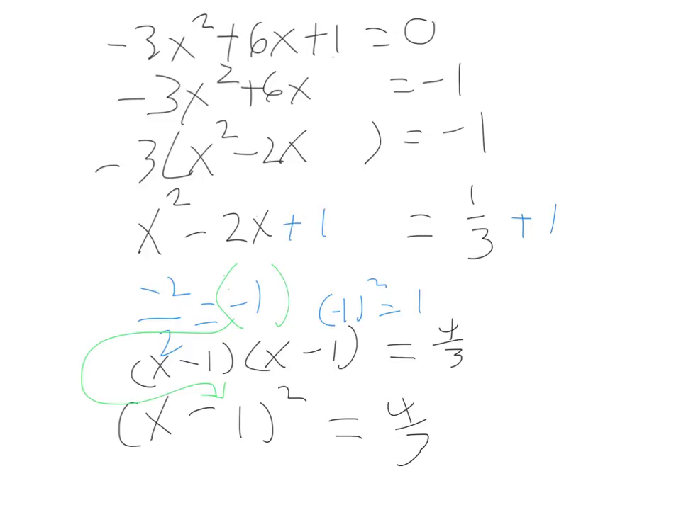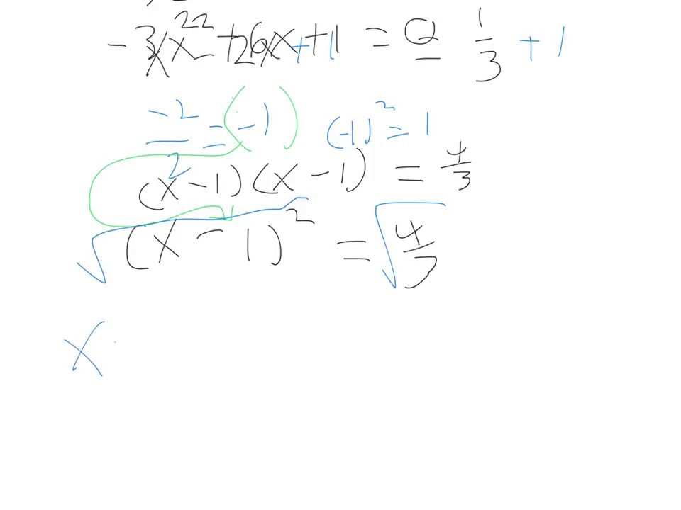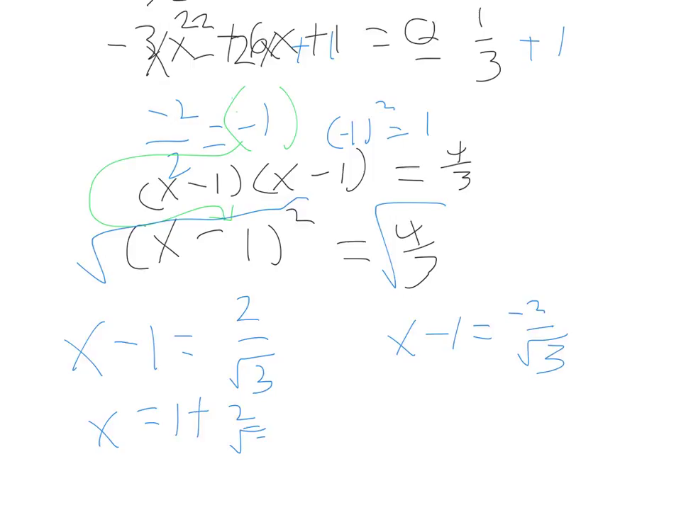But anyway, if we go and solve for the x minus 1 squared by doing the square root of both sides, we have x minus 1 is equal to square root of 4/3. Alright, the square root of 4 is 2. And we have over the square root of 3. And x minus 1 is equal to negative 2 over the square root of 3. So x is equal to 1 plus 2 over the square root of 3, which I think is approximately 2.15.